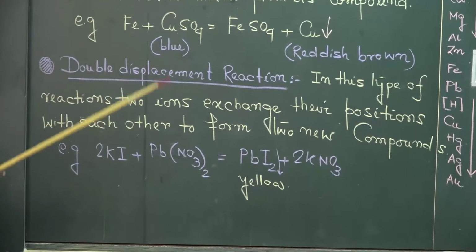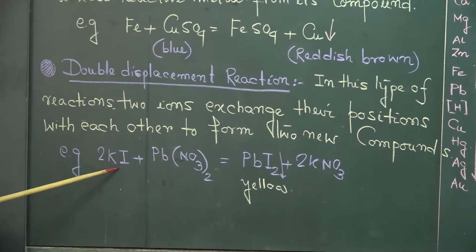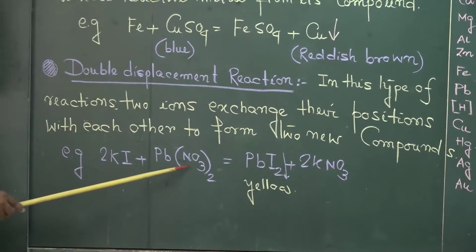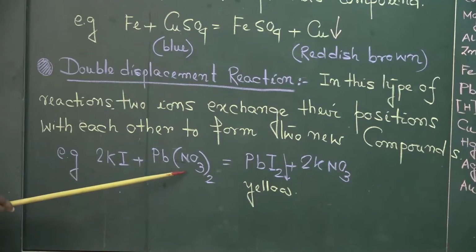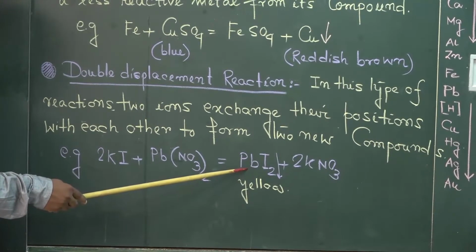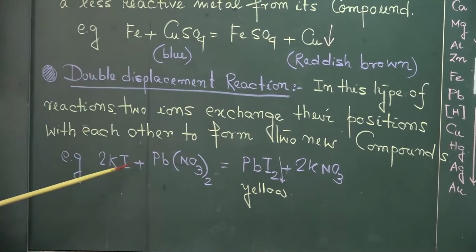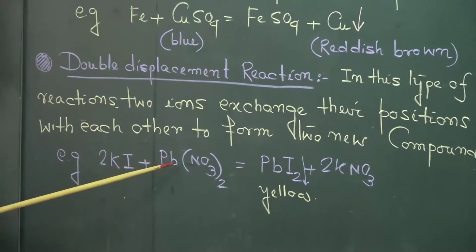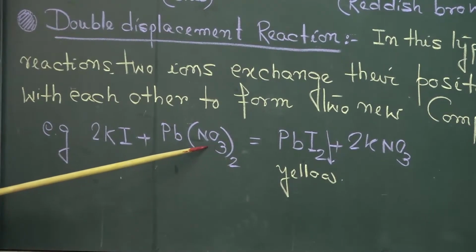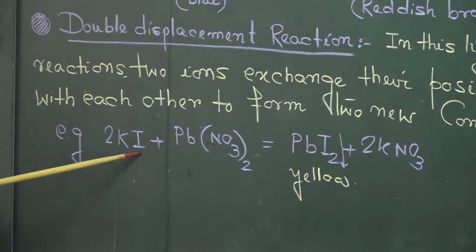It is a very excellent example of a double displacement reaction. When potassium iodide, KI, is treated with lead nitrate solution, we get lead iodide, a yellow color precipitate, along with the formation of potassium nitrate. So here, students, look carefully: initially with lead there was nitrate ion and initially with potassium there was iodide ion.